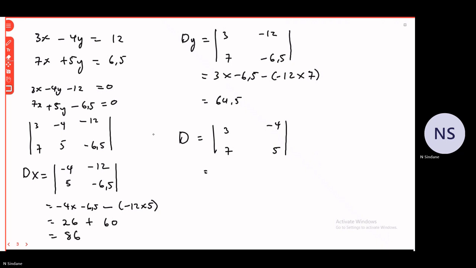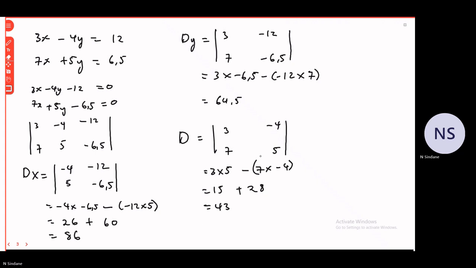And then let's see this one. This will be 15, which is 3 times 5, minus 7 multiply minus 4. This is 15 minus 20 plus 28, which will be 43. I think yes, it should be 43.